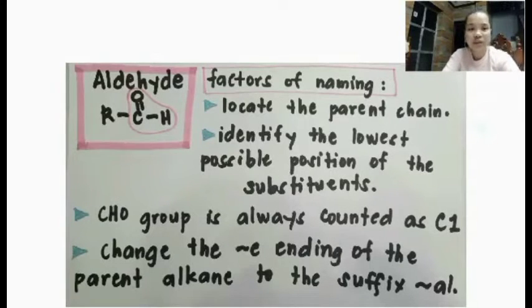So now let us proceed to the naming of aldehydes. Again, we have factors to consider. The first one is to locate the parent chain. Identify the lowest possible position of the substituents, and the CHO group must always be counted as the first carbon. Change the e ending of the parent alkane to the suffix -al.